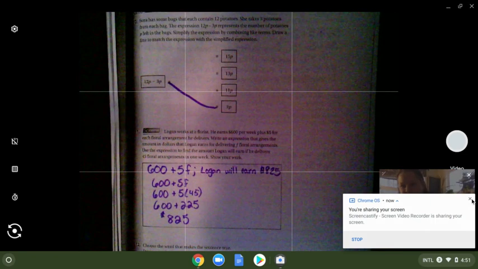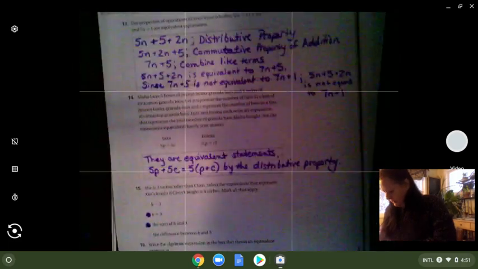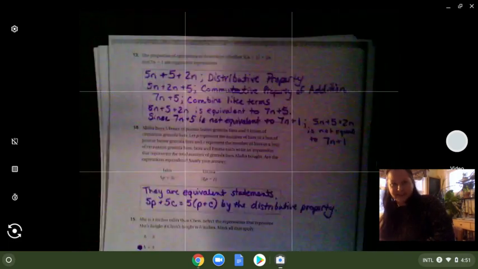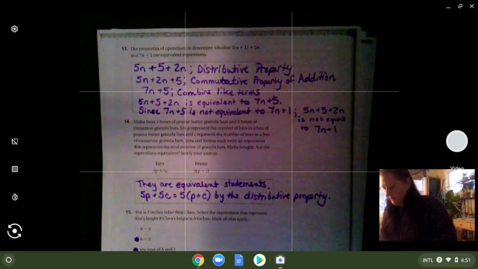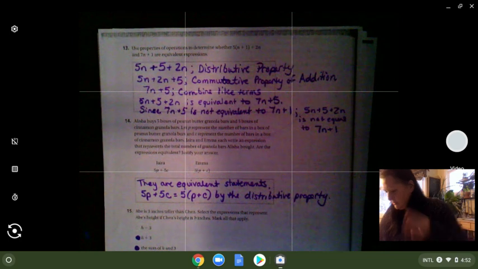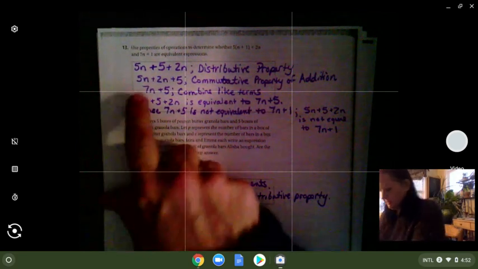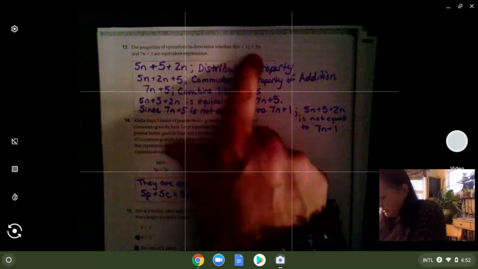This is going to be Chapter 7, Study Guide Part 2. So we are on page 416 here, 416. Use properties of operations to determine whether 5(n + 1) + 2n and 7n + 1 are equivalent expressions. So I rewrote this one, distributing the 5 across both.